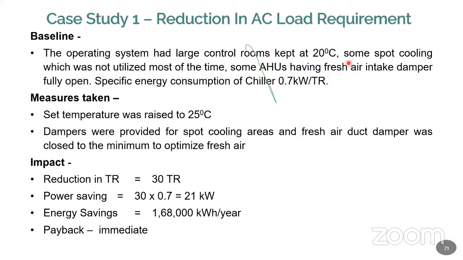If you increase the temperature from 20 to 25 degrees, while maintaining comfort, then automatically, 0.7 kilowatt per tonnage is the ratio. 30 ton is the available capacity. So 0.7 into 30 is equal to 21 kW. So you can have a savings of 1,68,000 without any investment.